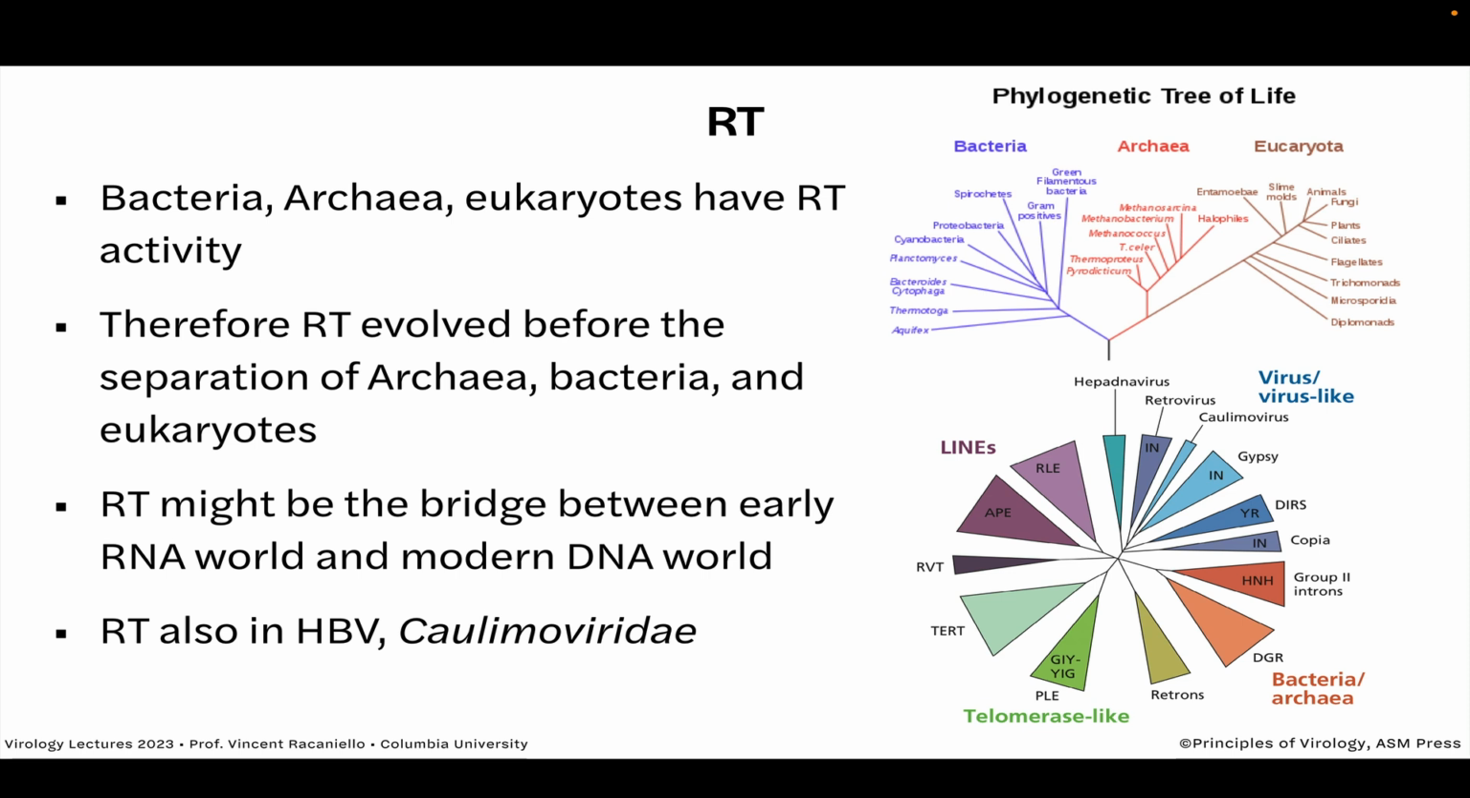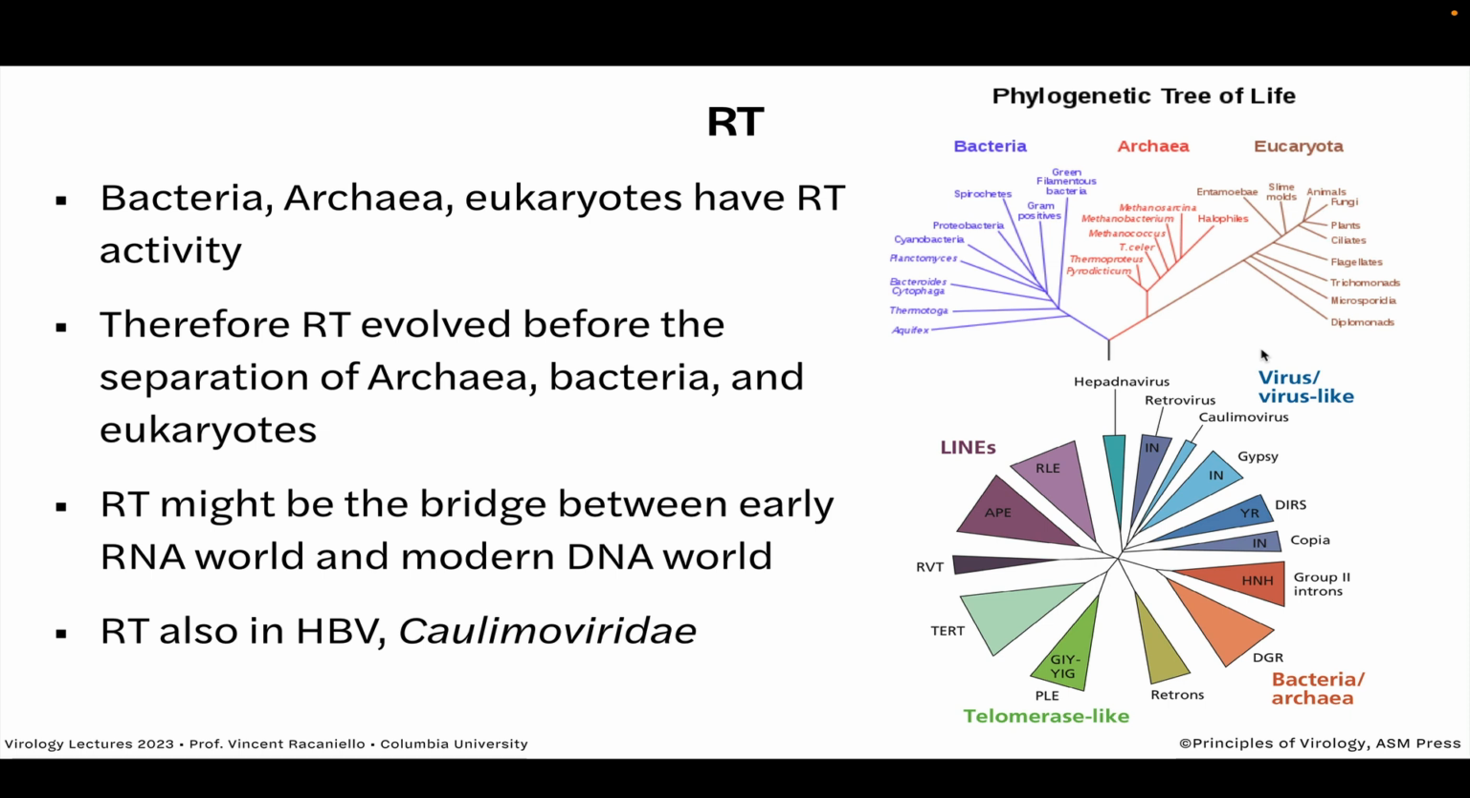Now, reverse transcriptase, it turns out, is not just found in retroviruses. After its discovery in retroviruses, it was subsequently found throughout cells. And in fact, bacteria, archaea, and eukaryotes all have cellular RT activity. So here we have a phylogenetic tree of life. Just to put this in perspective, we have our bacteria, our archaea, and our eukaryotes, and they all arose from a common ancestor. Therefore, because all three of these have RT, it must have evolved before the separation of the three.